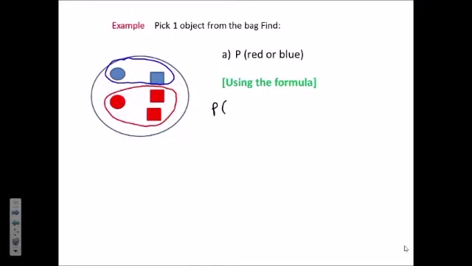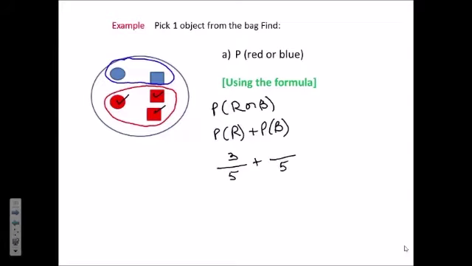The probability of red or blue is just the probability of red plus the probability of blue. The probability of red is, out of 5 objects, there are 3 red, so the probability of red is 3/5. The probability of picking blue from the bag would be, out of 5 objects, 2 are blue, 2/5. Add these together, we get 5/5 or 1, as we did before.